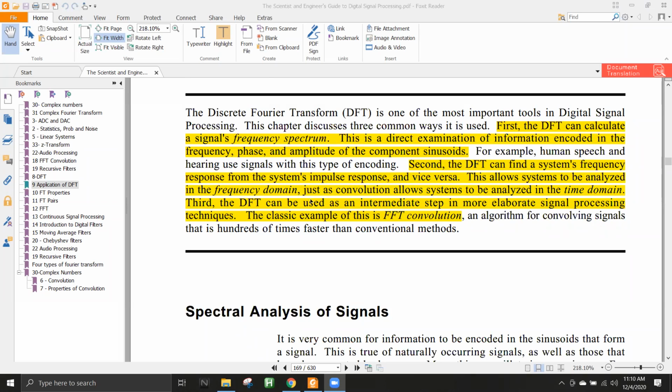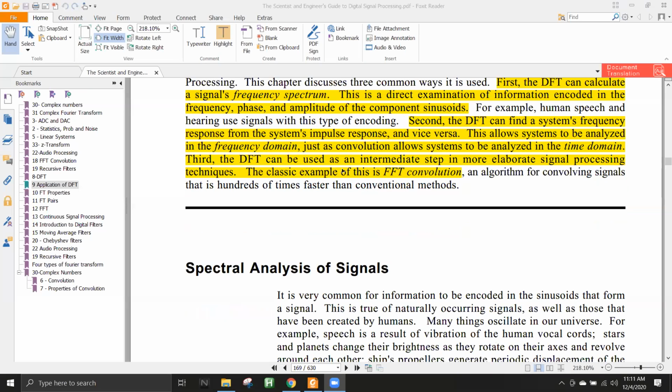So now the third thing is that the DFT can be used as an intermediate step in a more elaborate signal processing technique. This one we'll not be talking about much, but this is just clarification for you guys, that there is a faster method of doing convolution. We have seen convolution in the time domain. We have already executed it in our exams also. But there is a faster method of doing convolution, and that can be done in the frequency domain. This is called the FFT convolution. And for this, you need the DFT, obviously, because you have to convert it to the frequency domain before you perform this convolution. So this is just the third application of DFT.